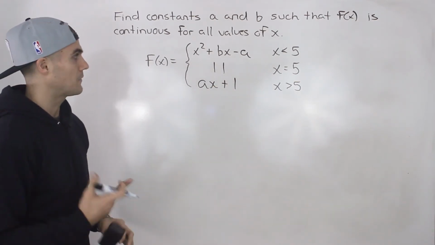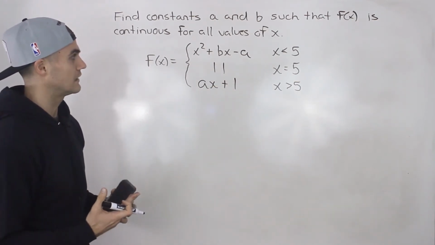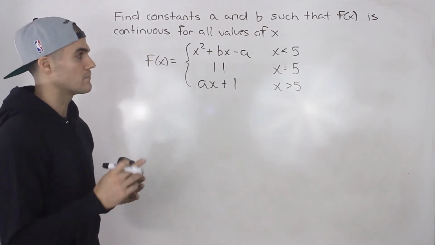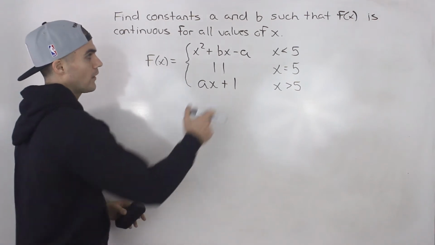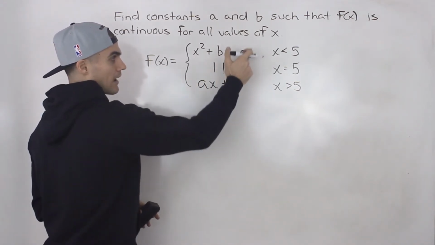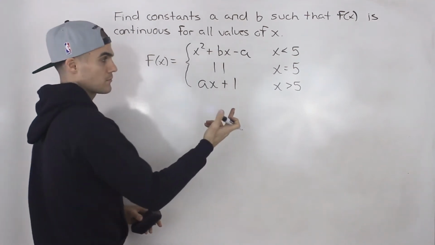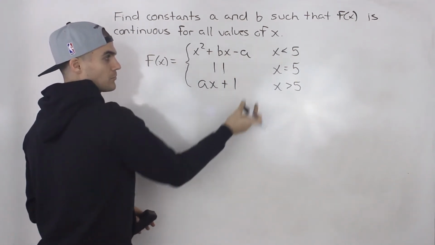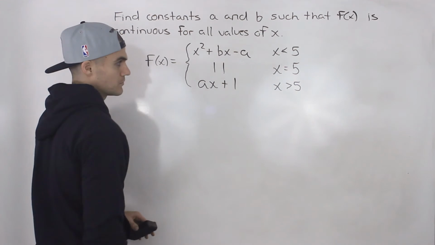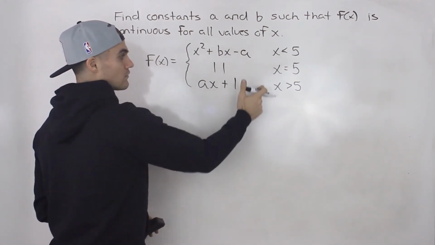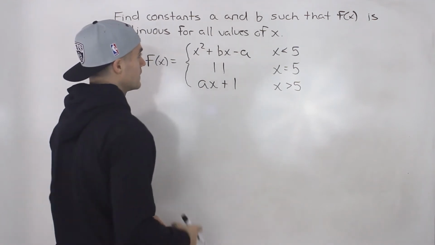Now, when I get a question like this, the first thing I like to take note of is what are the meeting points, meaning where are these pieces meeting at which x value. And in this case, there's only one x value that they're meeting at, 5. Usually there's going to be multiple ones. This question's a little bit easier because there's only one meeting point of x value 5.